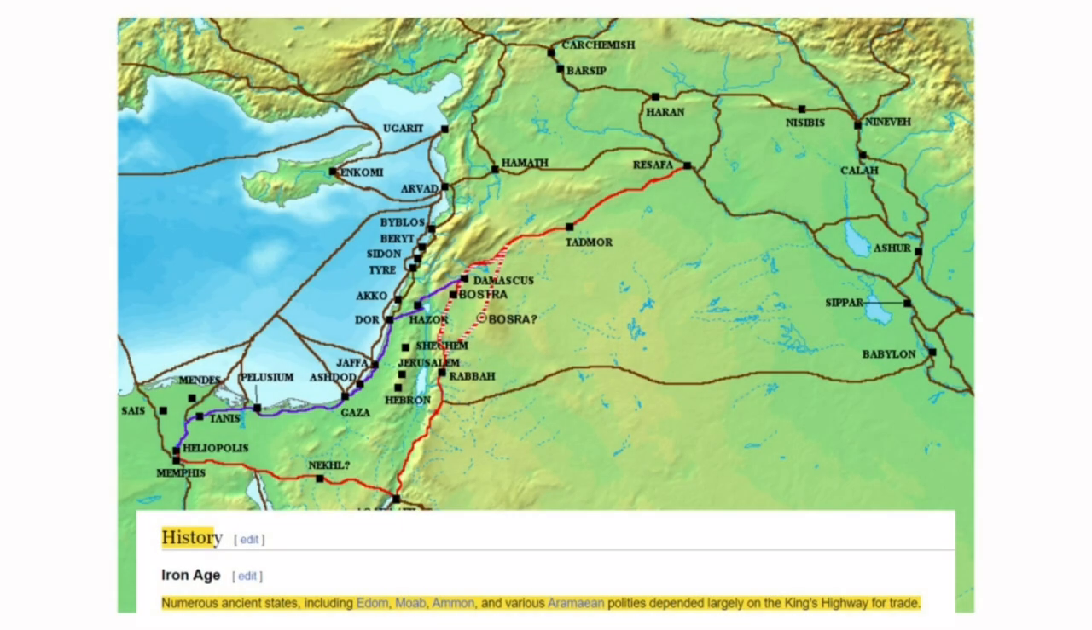During the Iron Age, which was the time of the kingdoms of Israel, Ammon, and Moab, numerous ancient states, including Edom, Moab, Ammon, and various Aramean polities, depended largely on the King's Highway for trade. This trade made the kingdoms of this area extremely wealthy and gave them control of the politics of the various nations around the world.